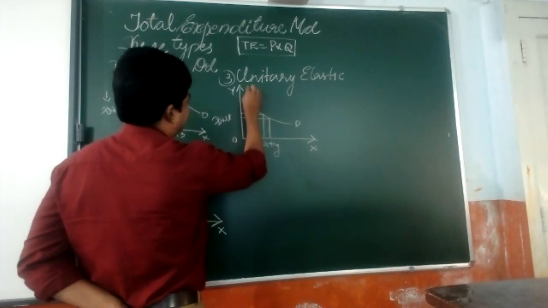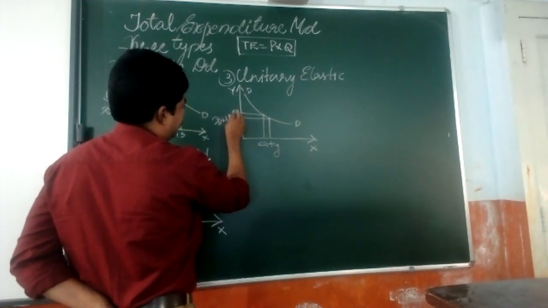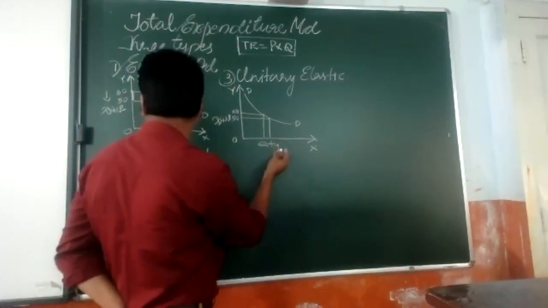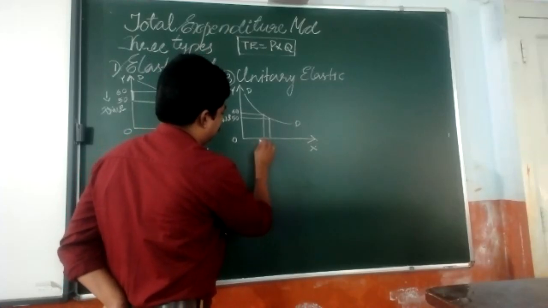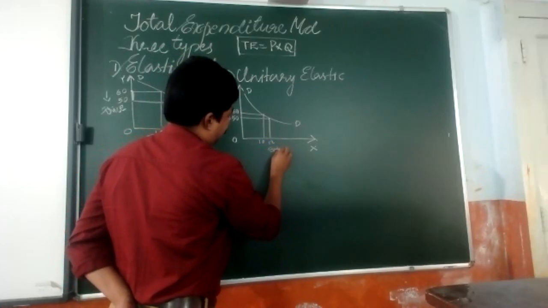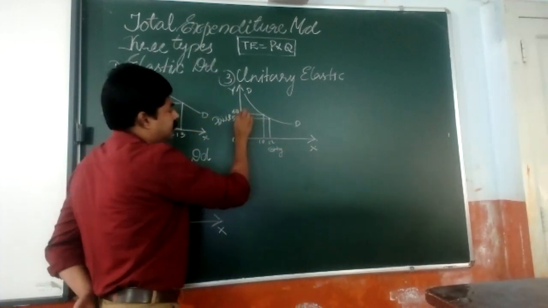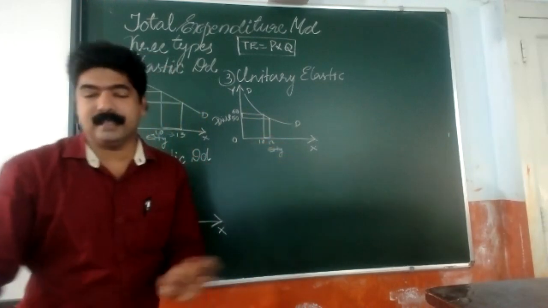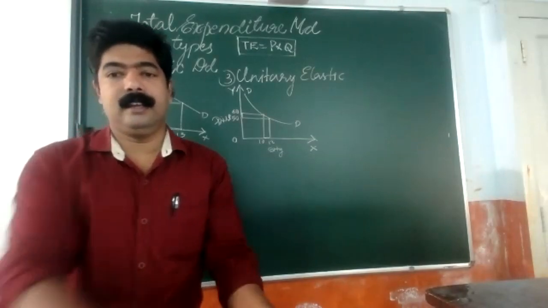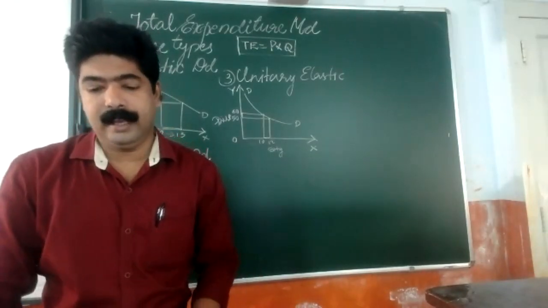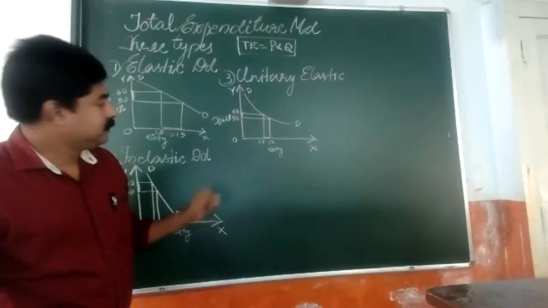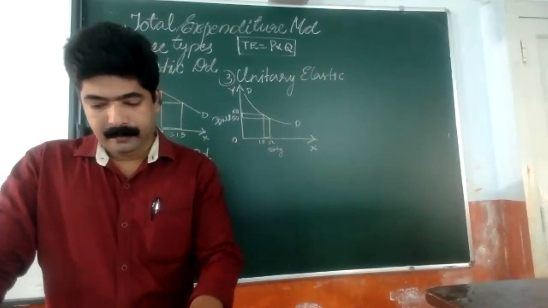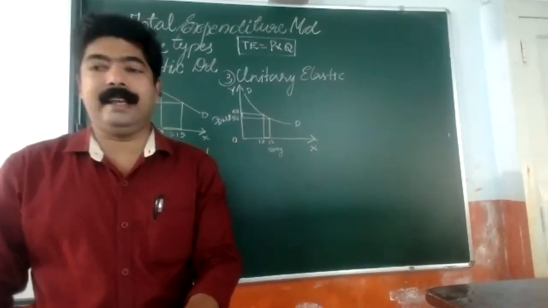Listen, this is the demand curve. Again the same prices are given, and the quantity demanded changes by equal amounts, whatever the quantity. Now what does it mean that this gap and this gap are equal? There is no change at all. That means it shows unitary elastic demand: the total expenditure does not change with the change in price of the commodity, which is equal, unitary.